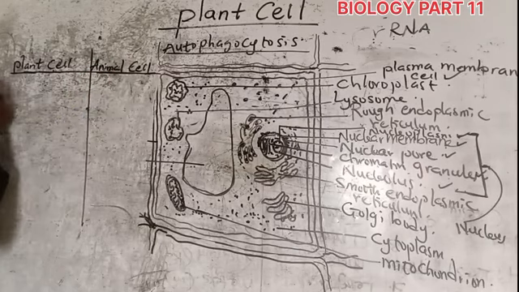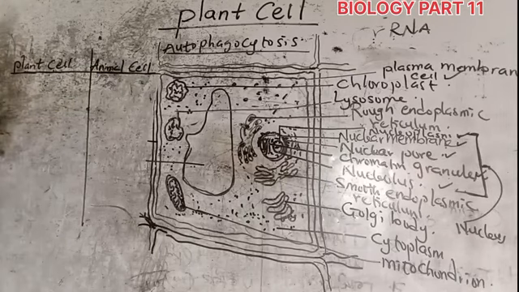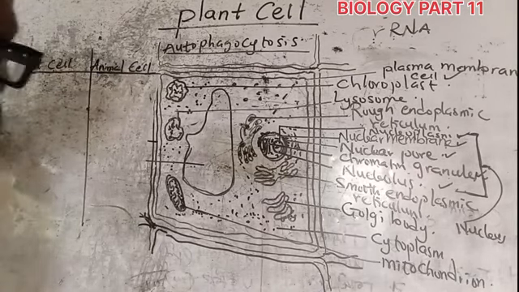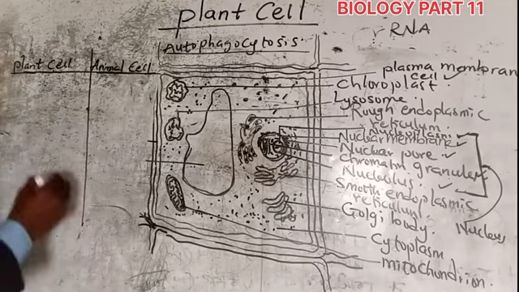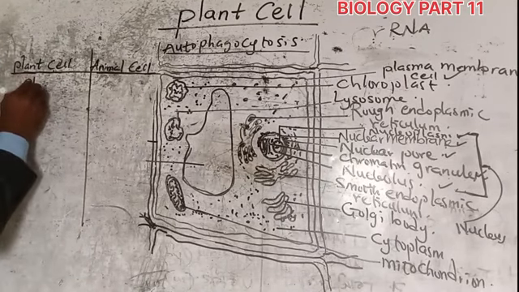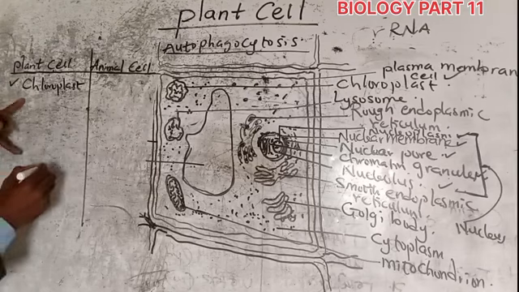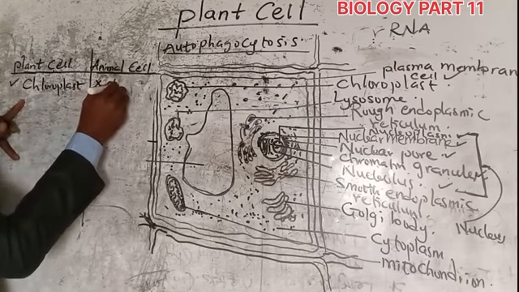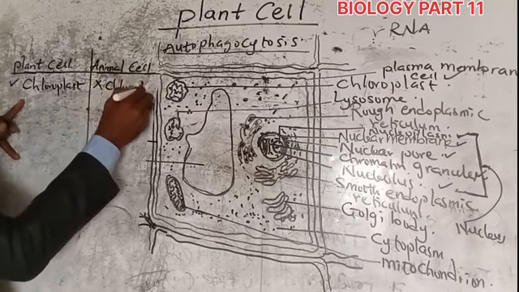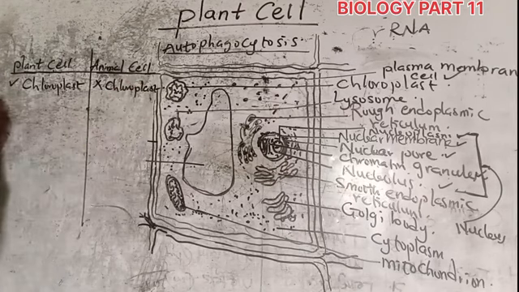So number one difference you can see in plant cell is the presence of chloroplast. So that's how you do it. Presence of chloroplast here, and here will be absence of chloroplast. That X means absence of chloroplast. Is that clear? Just bear with me.